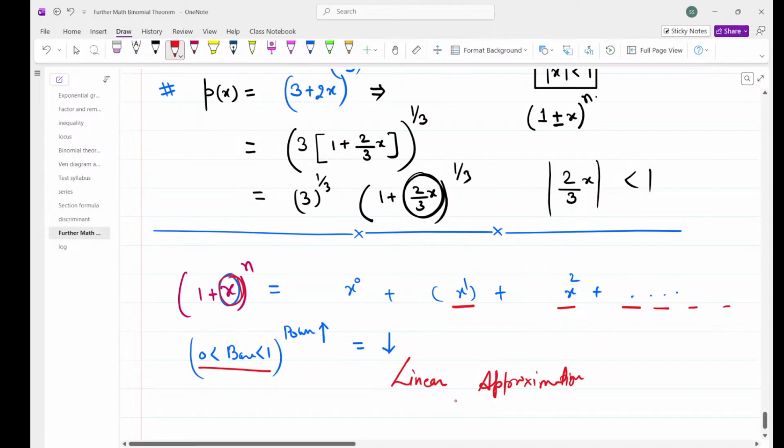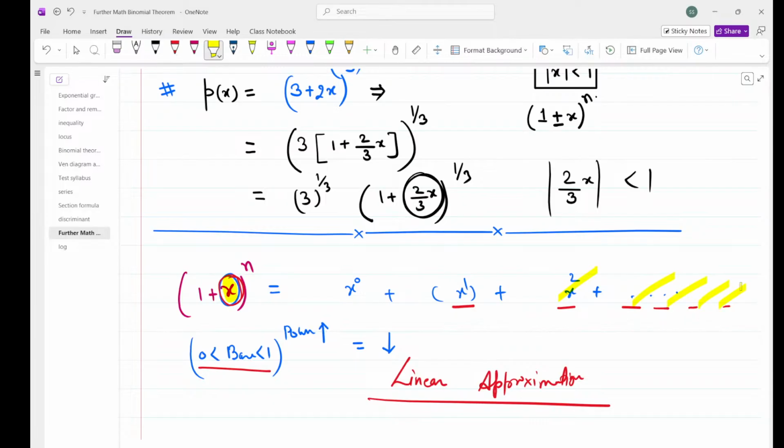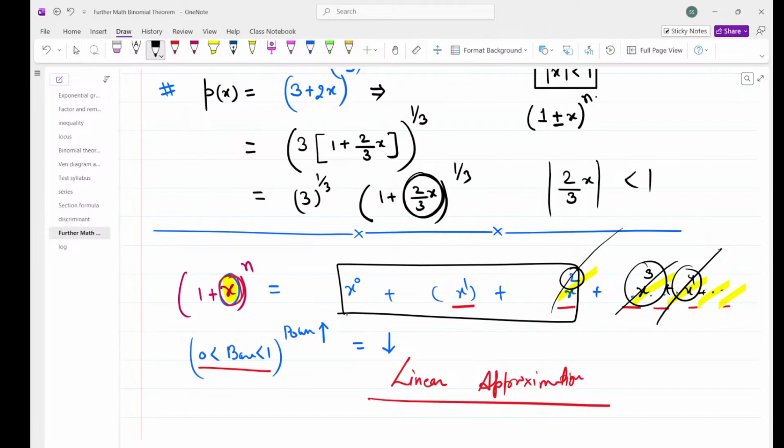What is a linear approximation? It means if your x is between 0 and 1, or less than 1, then higher terms will get neglected. Why and how? That's the concept I have already discussed here. If your x is between 0 and 1, and you raise the power gradually, x cubed, then x raised to power 4, and so on, these will not be very significant because your x is already less than 1 and you're raising the power. So these will be neglected. You can take only the first two or three terms, and it will be a good approximation for your final value.